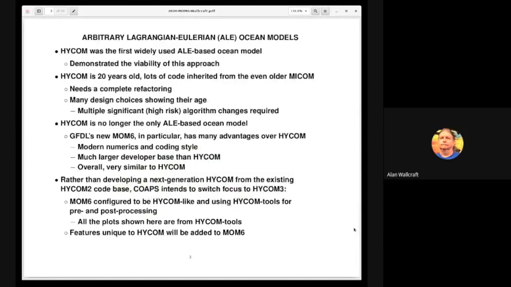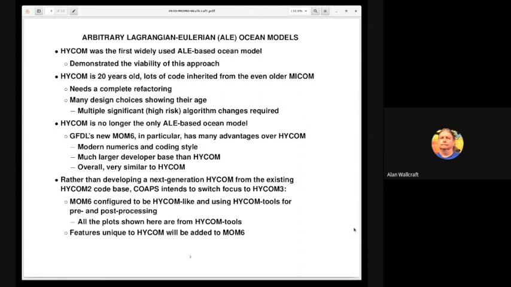So HYCOM was the first widely used ALE-based ocean model, but it's 20 years old. And lots of the code is still from an even older MICOM code base. So it really needs a complete refactoring. And some of the changes we'd have to make are high risk. That is, they might break the model.